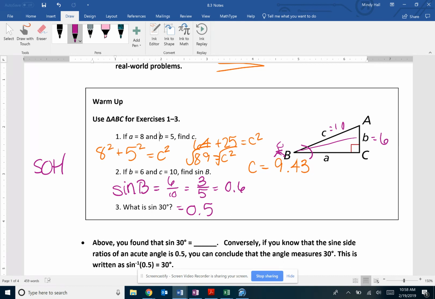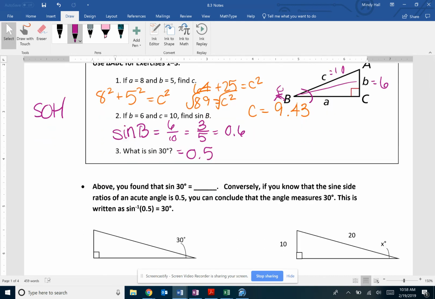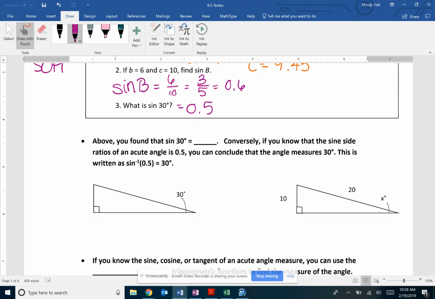So above, we found that the sine of 30 was 0.5. So conversely, if you know that the sine ratio of an acute angle is 0.5, you can conclude that the angle measures 30 degrees. And this is written as arcsine. This little sine to the negative 1 is also known as arcsine or inverse sine. Arcsine of 0.5 equals 30 degrees. So I'll write it with this too, just so you can see it.